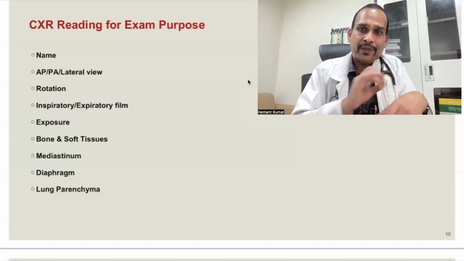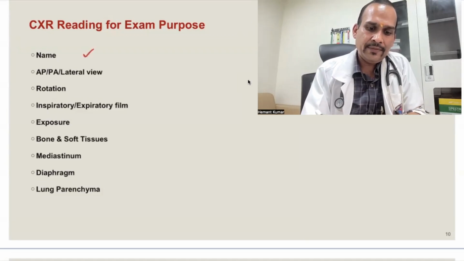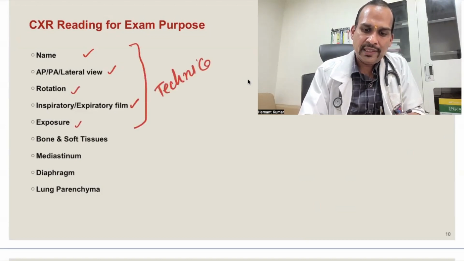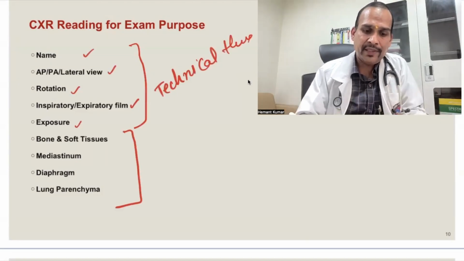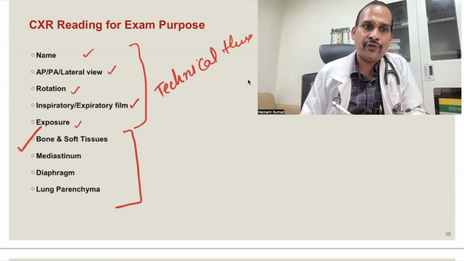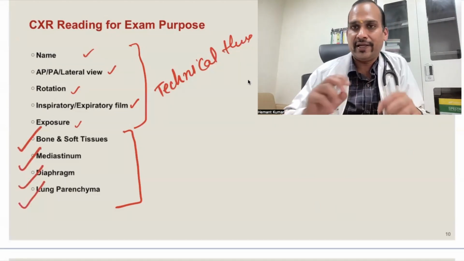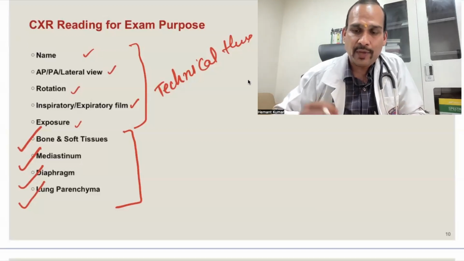Now, for exam purposes, you have to read the X-ray like this. First, check the name, whether it is PA view or AP view, rotation, inspiratory film, and exposure. These are the technical things. You see the technical things first, then come to the findings. For findings, go in this manner only: bone and soft tissues, mediastinum, diaphragm, and lastly lung parenchyma. Tell the examiner in this order only, then the examiner will give you marks.